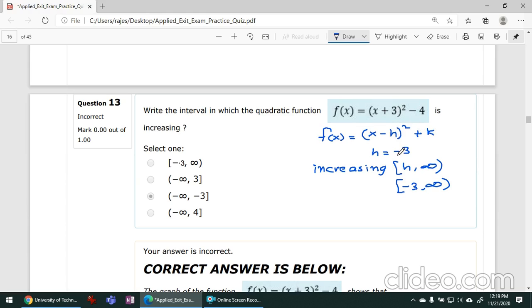So what is the actual value of h? It is minus 3. Now to find which interval it is increasing, this is the rule: closed interval h, comma, infinity, open interval. So h to infinity is the interval. So what is h? Minus 3. So the interval is minus 3 to infinity. So this is the answer.